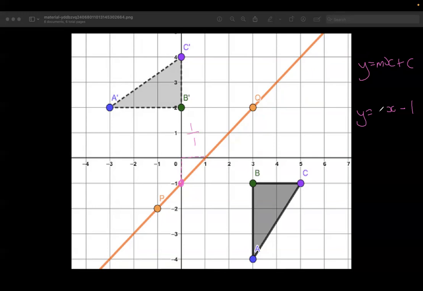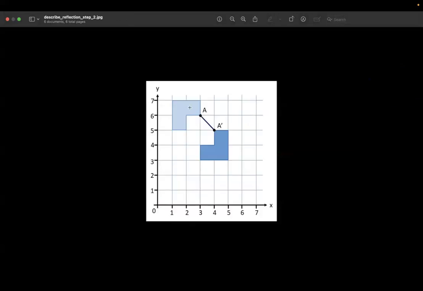Do I need to write 1 here? No, I don't. I can, but what's the point? You don't need it. 1x is just x. So the equation of the mirror line is y equals x minus 1. All right, let's have a go at this one.